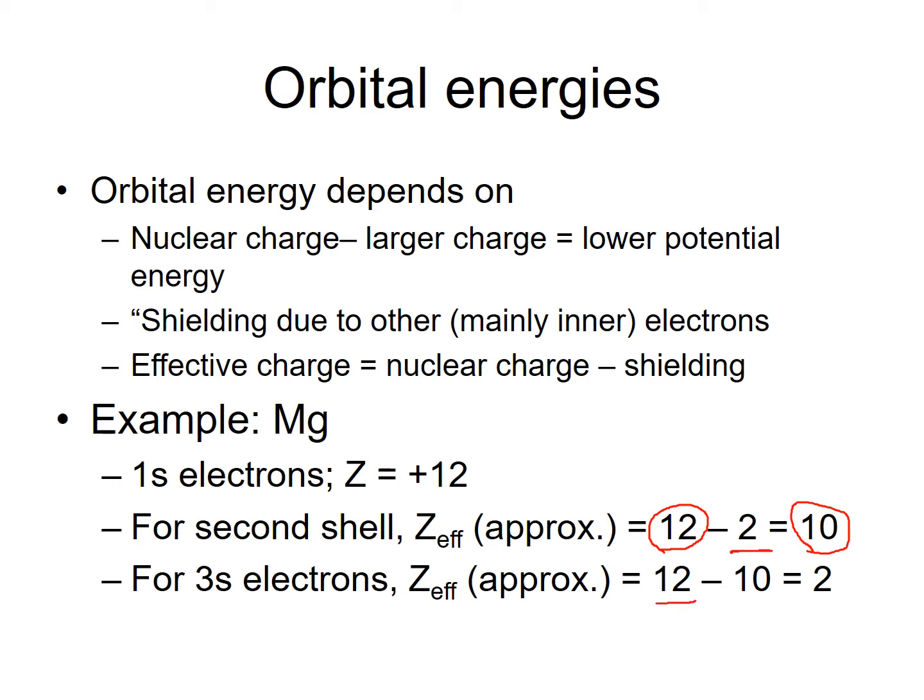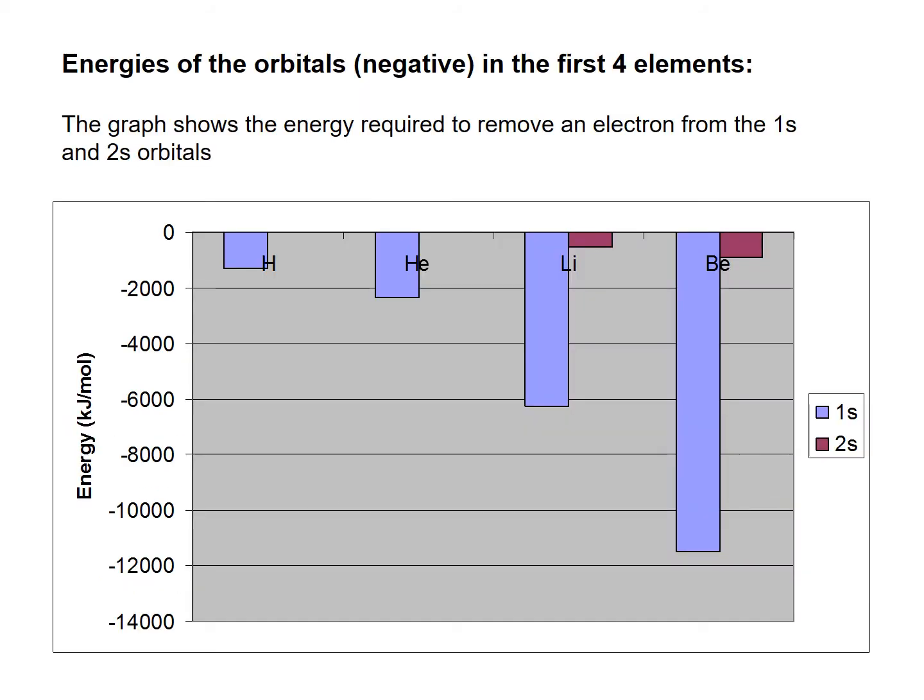And then for the electrons in the third shell, there's two of them. The nuclear charge that they see is the 12 for the nucleus, and then the 10 electrons that lie closer to the nucleus than those two electrons. Those are the electrons from the first and second shell, giving me an effective nuclear charge of 2. Remember, the energies of the orbitals represent the amount of energy it takes to remove that electron.